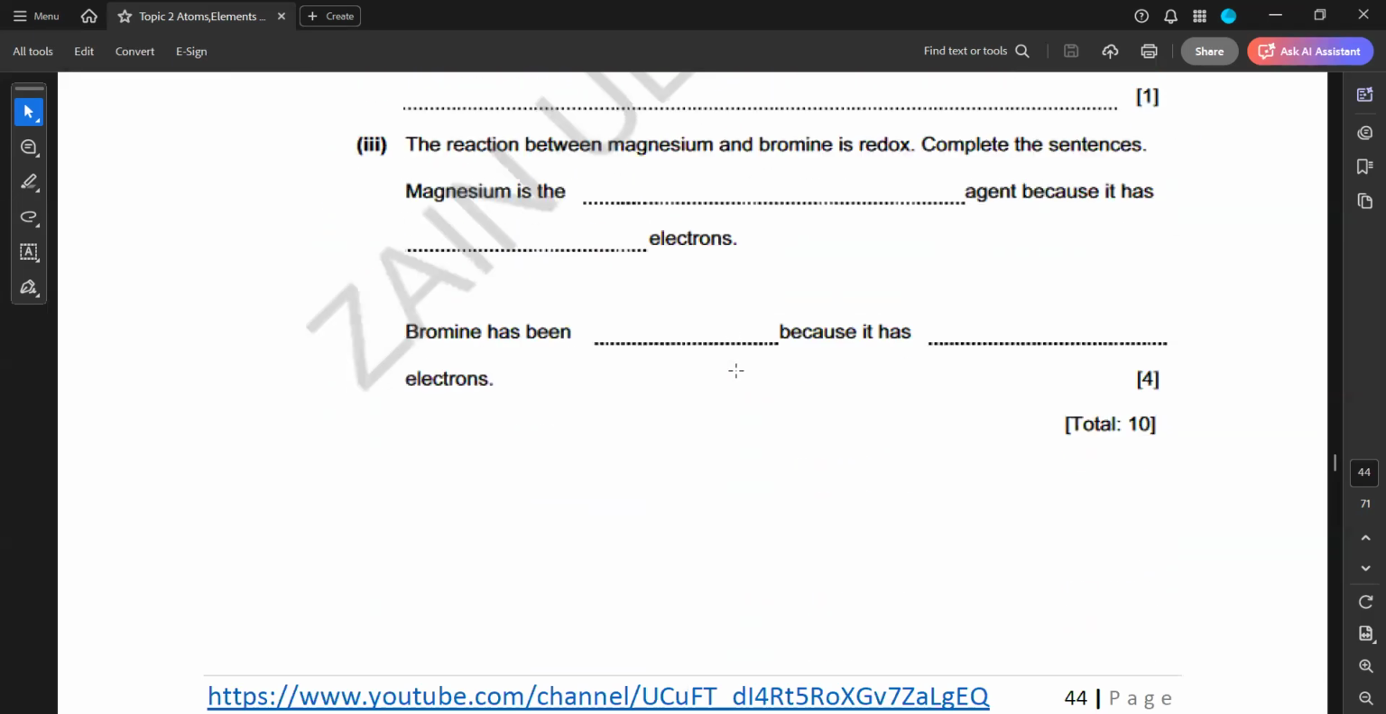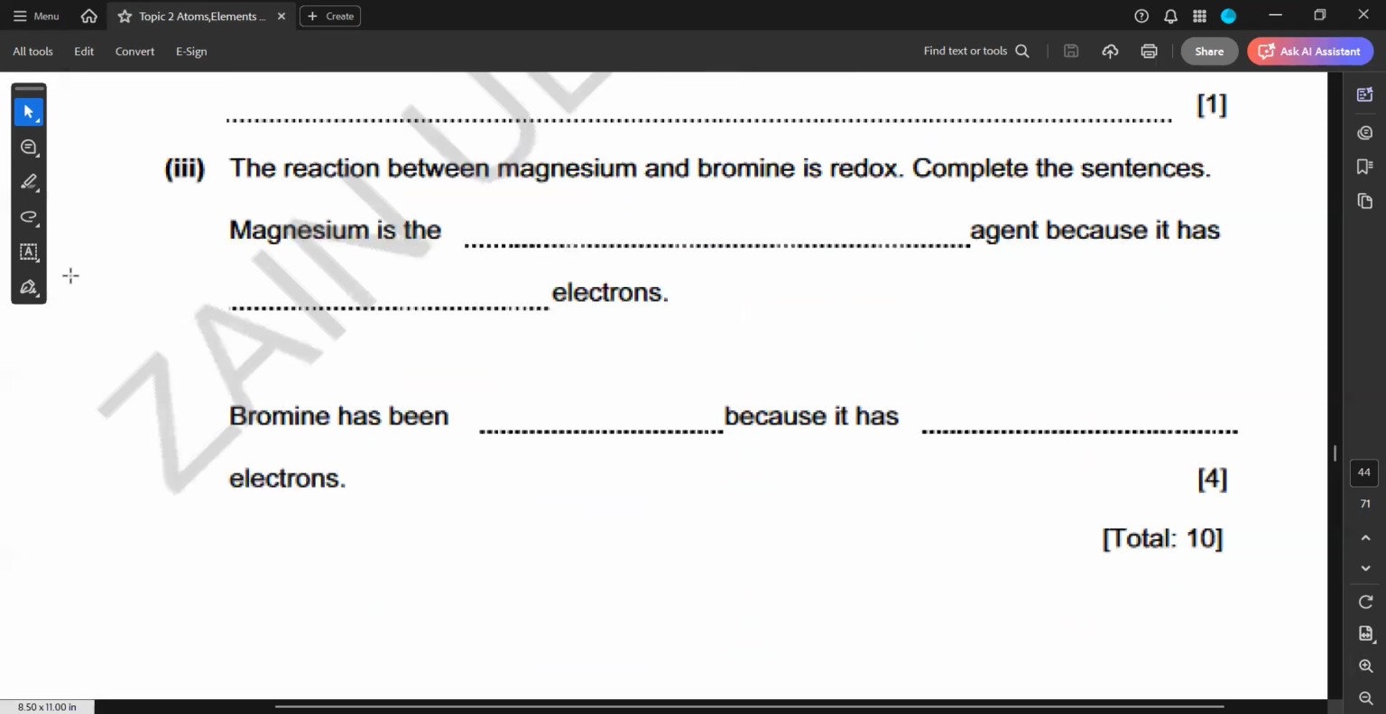The next part, the reaction between magnesium and bromine, is a redox reaction. When we say a redox reaction, both oxidation and reduction take place. Remember from OIL, oxidation is a loss, and from RIG, reduction is a gain. So the reaction between magnesium and bromine is a redox.